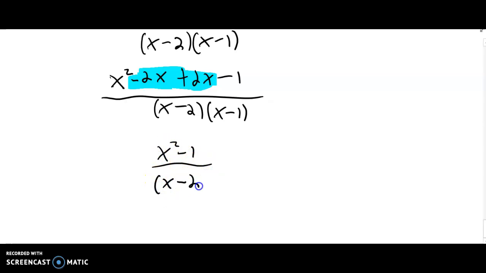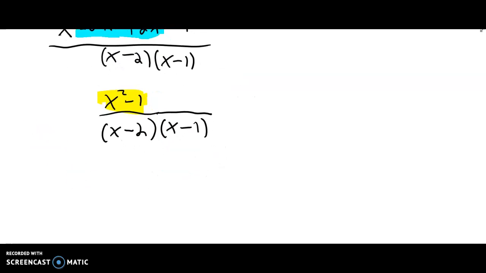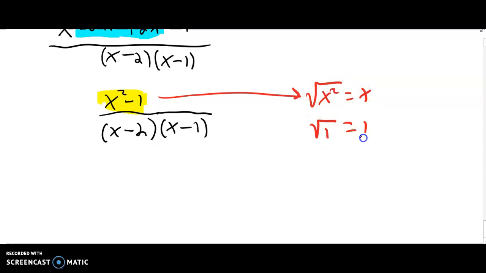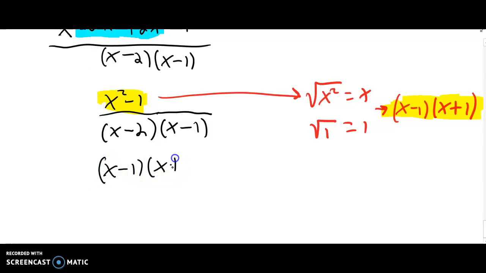This up top looks like something we know how to factor. This up top is a difference of squares. So we're going to factor that over here. I've got the square root of x squared is x. The square root of 1 is 1. So in factored form, we have x minus 1 and x plus 1. Let's put that back into the fraction. X minus 1, x plus 1.